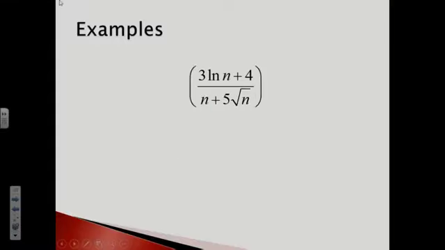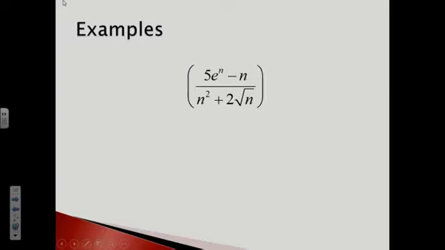We consider another example. Find the limit of (3 log n plus 4) divided by (n plus 5 square root of n). The numerator includes a logarithmic function, and the denominator includes power functions. Since the logarithmic function is at a lower step than the power function in the tower of power, this quotient converges to 0.